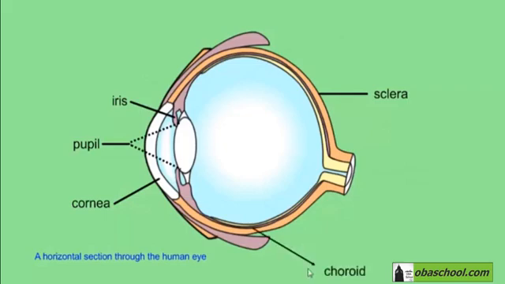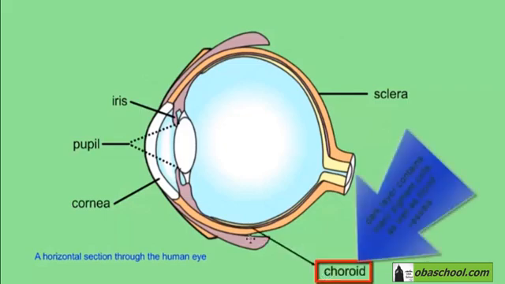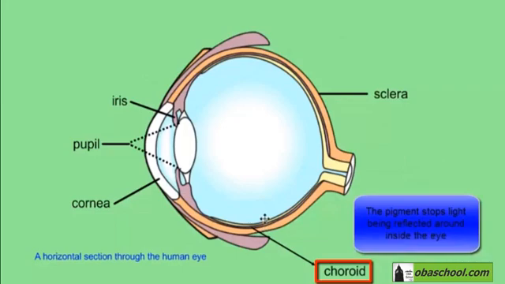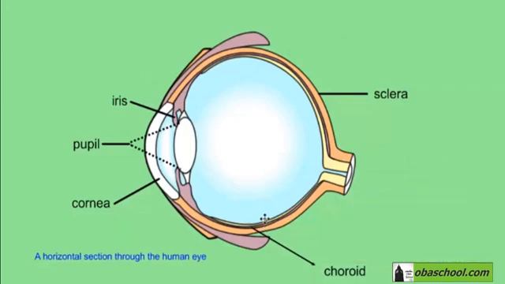Now back to the inside, we have the choroid. It is in front of the sclera. It is a dark layer that contains pigment cells as well as blood vessels. What these pigment cells do is stop light from being reflected around on the inside of the eye. So light is not allowed to be reflected inside the eye. Instead, it is collected and focused on the retina.